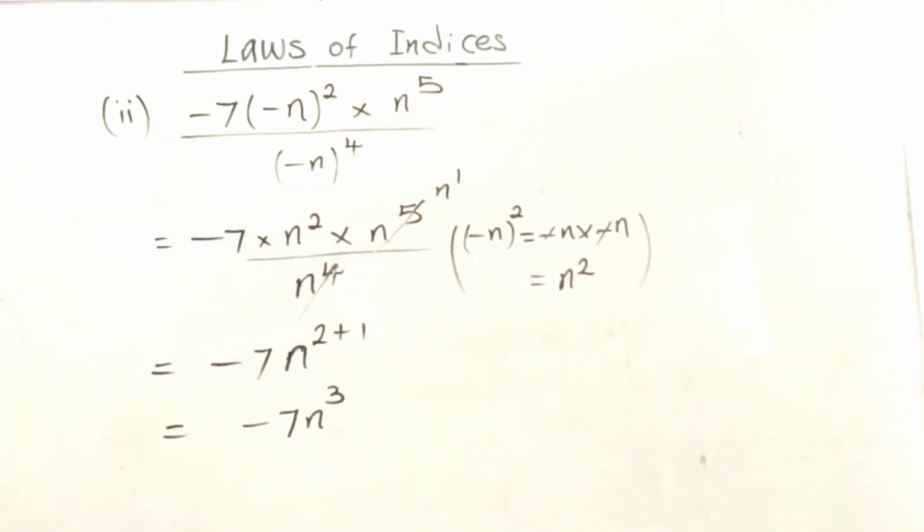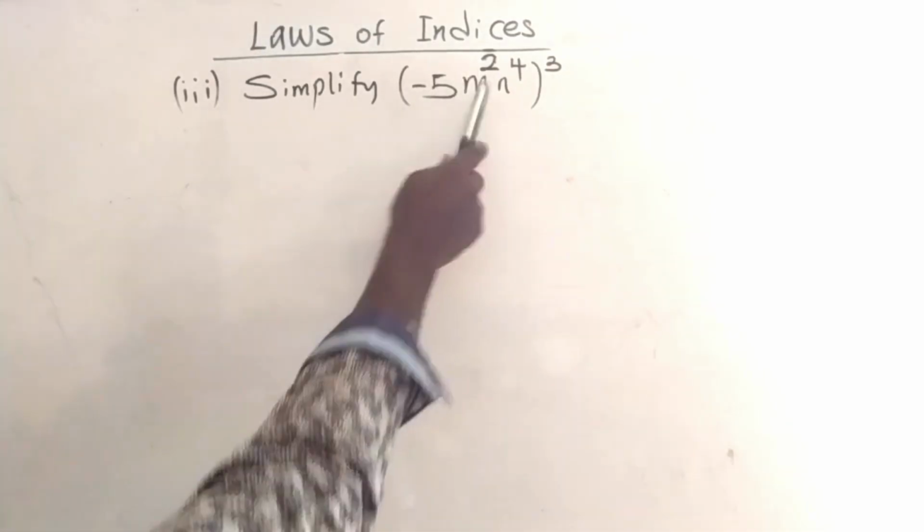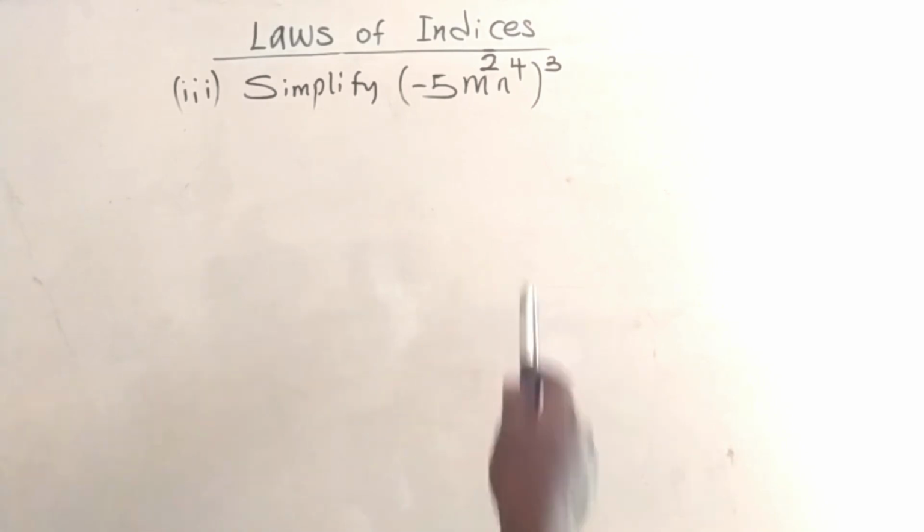So let's move on to another example. Simplify minus 5 m squared n raised to the power 4, all raised to the power 3. Start by opening the bracket.